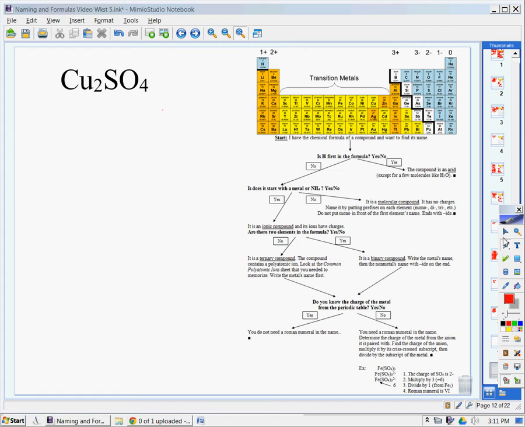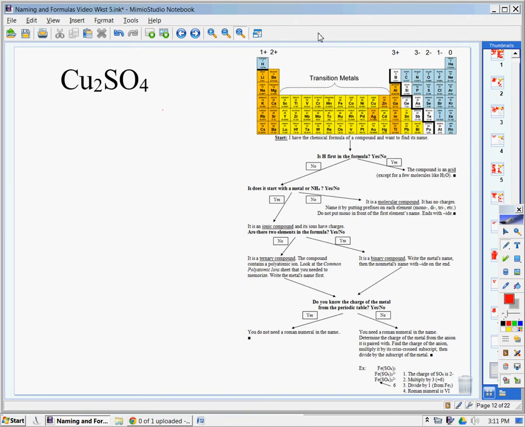This video is about the back of worksheet 5. I'm going to do the names of the compounds starting with the formulas. This is for the even questions on the worksheet. All right, the first one here is number 2.